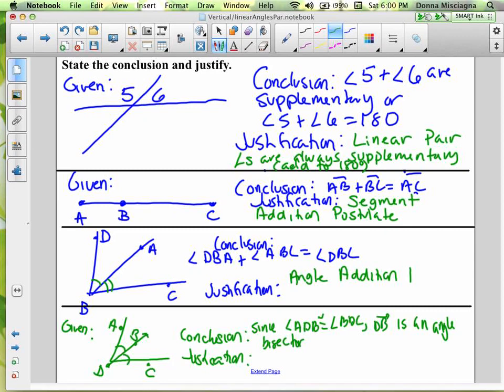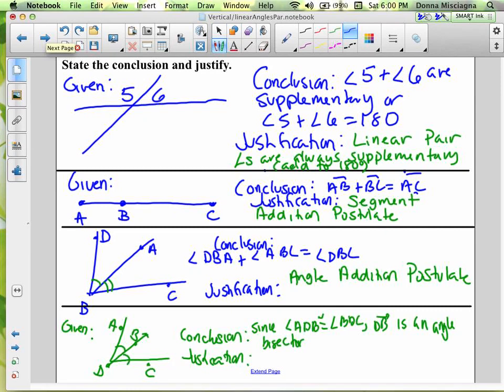Now that is a conclusion I can make because together those two angles make up the whole angle there. I could not conclude that the angles are congruent. Even if it looked like it to me, I could not conclude those angles are congruent because I have no evidence that they are congruent. And that's just a sketch. Just because they look like they might be doesn't mean they are.